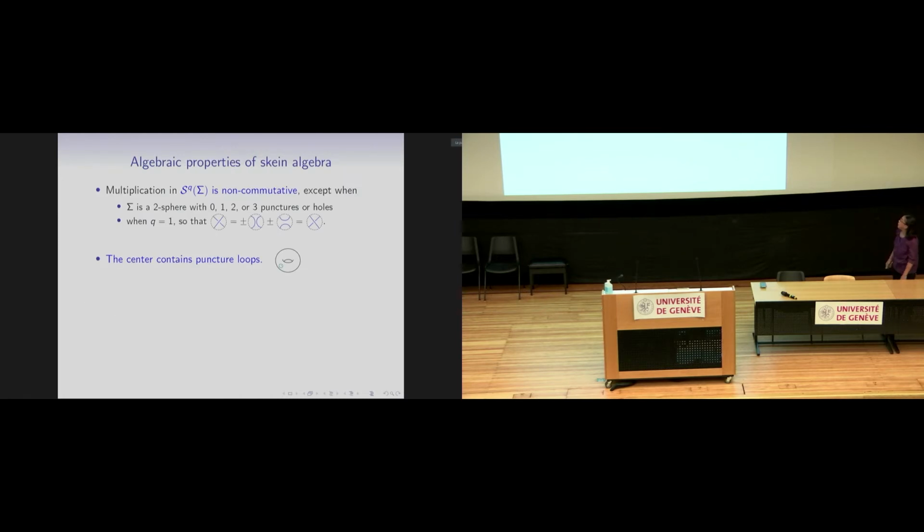And it has really interesting algebraic properties. For example, the multiplication is not commutative except for some very small surfaces where over and under are the same, or when you pick your variable so that q to the 1/2 and q to the minus 1/2 are plus or minus 1, right?